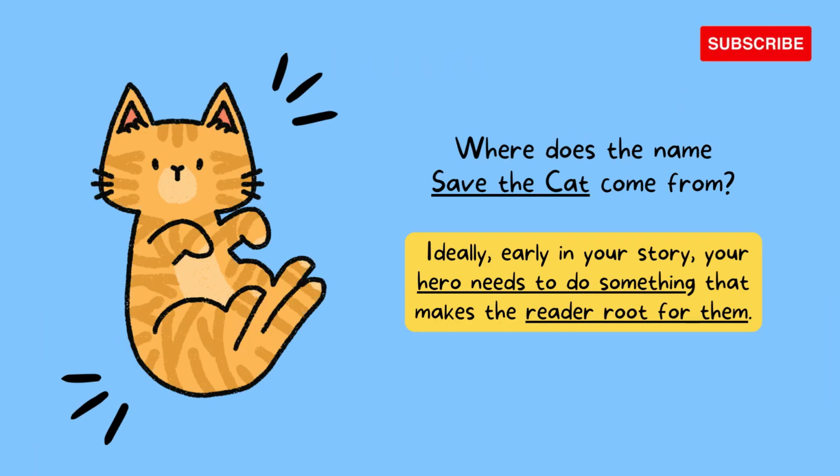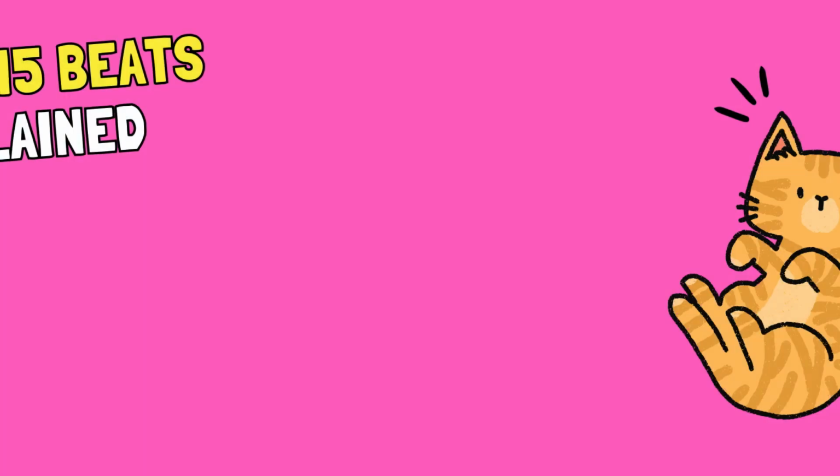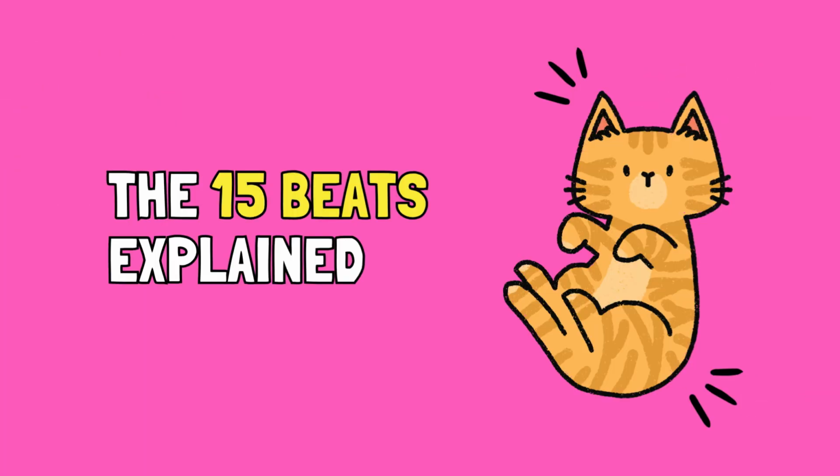And where does the name Save the Cat come from? It's a simple principle. Ideally, early in your story, your hero needs to do something that makes the reader root for them. Something likable, something human, something like saving a cat. Because if we don't care about the hero in the first 10%, nothing else will land. Now let's walk through all 15 beats, one by one, using the Hunger Games as our guide.